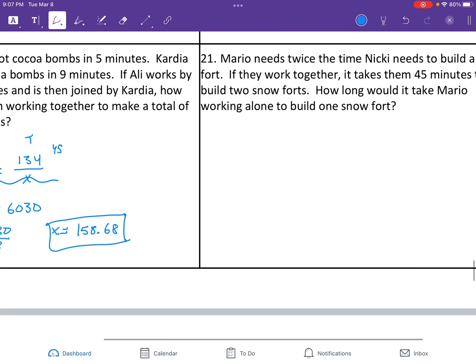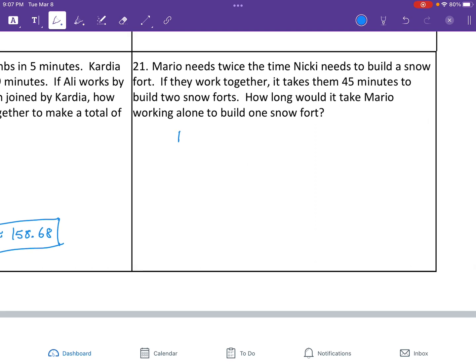All right, next. We have Mario. He needs twice the time Nikki needs to build a snow fort. So they're building a snow fort, and they are doing it in minutes. So we have Mario doing 1 snow fort. Okay, so we got Nikki, we have together. Oh, whoops, hold on. I got a mistake here. If they work together, it takes them 45 minutes to build 2 snow forts. So they're building 2 snow forts in 45 minutes.